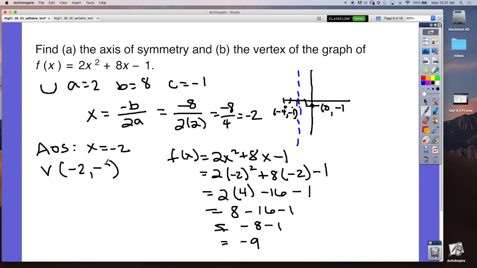So there's my vertex, negative 9. So I'm at 1, 2, 3, 4, 5, 6, 7, 8, 9, right here. So now I'm going to do it in purple. I can kind of sketch. I'm going to round up my parabola. I don't know my x-intercepts yet, but that's a rough idea of what it looks like.